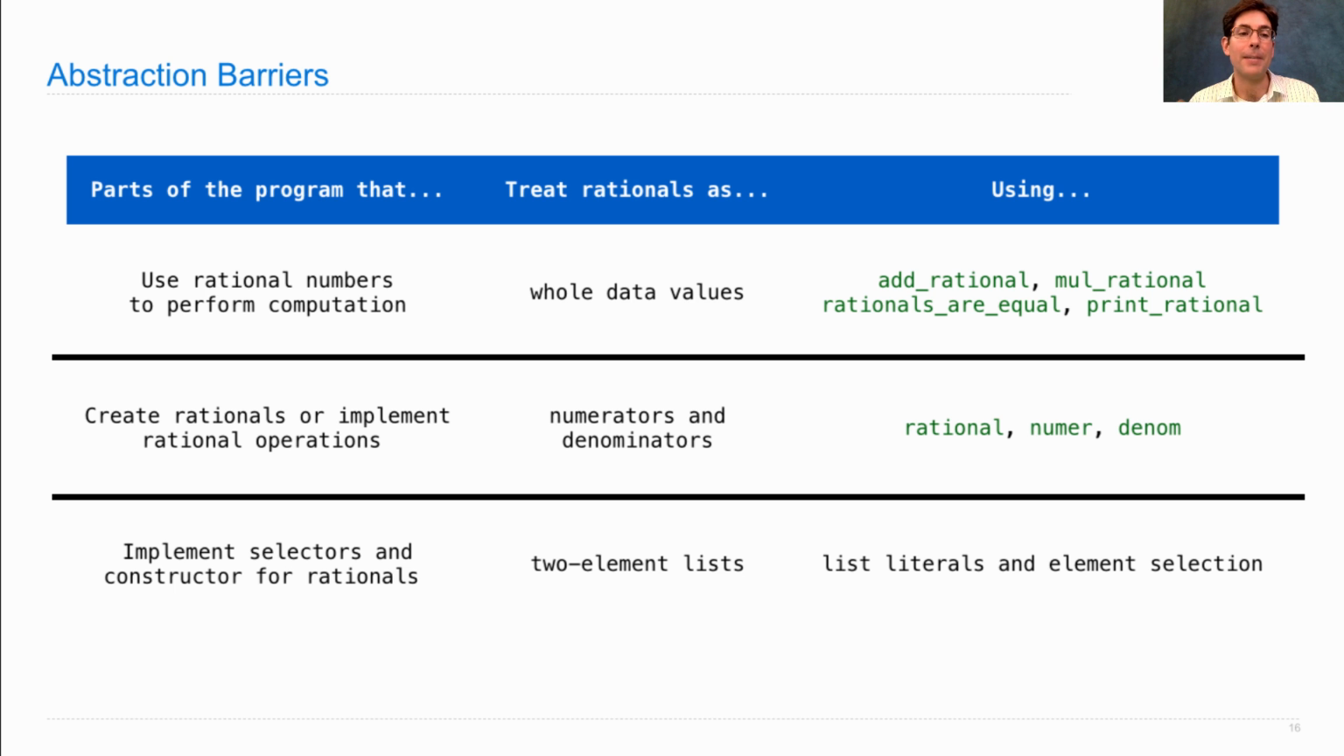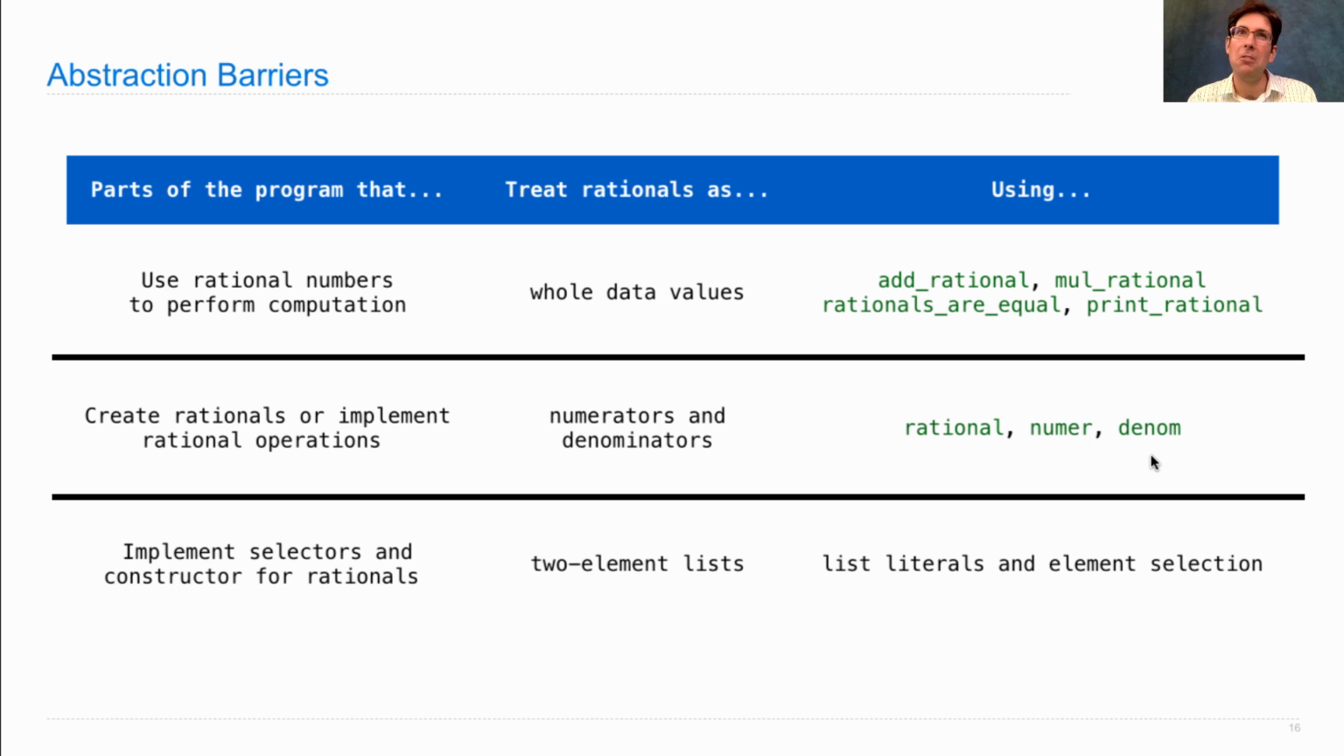And again, there's an abstraction barrier. If we're in the business of creating rationals or implementing rational operations, we shouldn't need to know that we're using lists under the hood. And we shouldn't cross this abstraction barrier and use a list literal or element selection directly. Instead, if we write our programs in terms of just rational, numer, and denom, then changes to those functions later will be propagated throughout our program. And we could, for instance, start expressing every fraction in lowest terms.